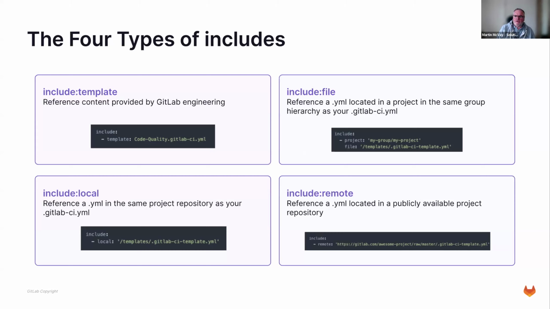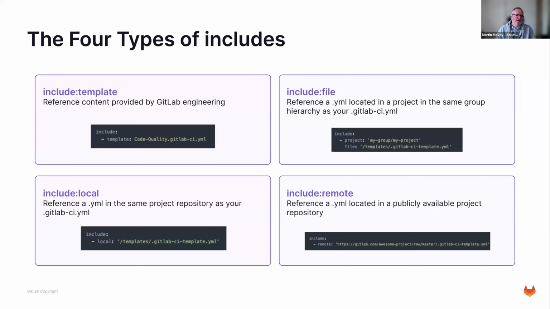So in that particular example, we're bringing in the file GitLab CI YAML template in the templates directory from the project, my project in my group. As long as that project is in the same hierarchy as we're calling from, then we are able to bring in that template and to bring in that include file.